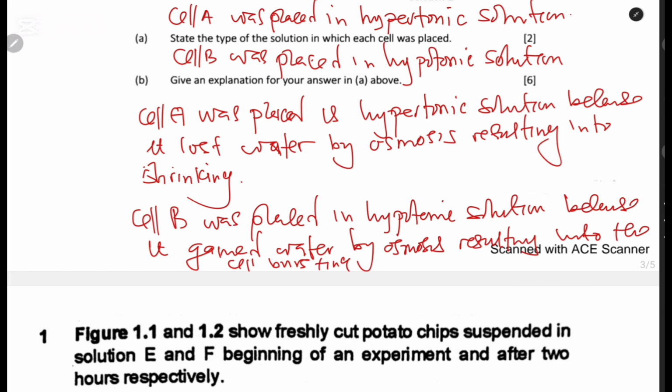And this happens only in animal cells. Only animal cells can burst, and of course plant cells do not burst, instead they become turgid. All right, so that is what we can write on this one. So give an explanation for your answers. Why do we say that cell A was placed in hypertonic solution? Because it lost water by osmosis, resulting in shrinking.